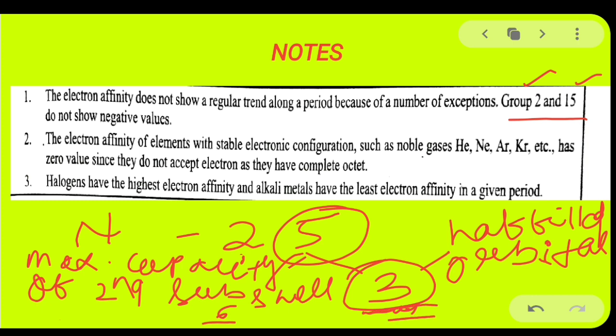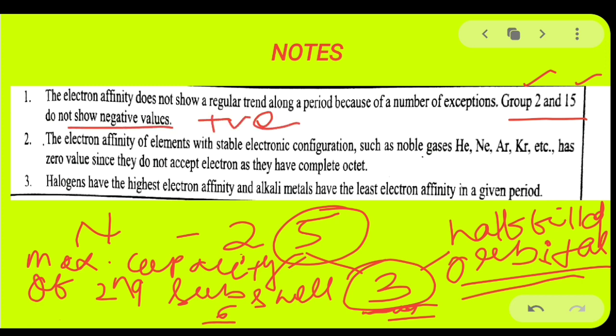When 3 electrons are there, it is half-filled. And as it is a half-filled orbital, it shows the stable configuration. So it is difficult to place an electron in the stable configuration. Hence, it does not show negative values. It shows a positive value.